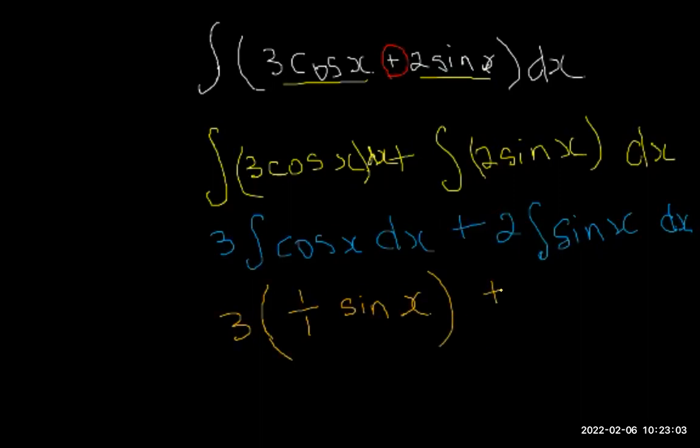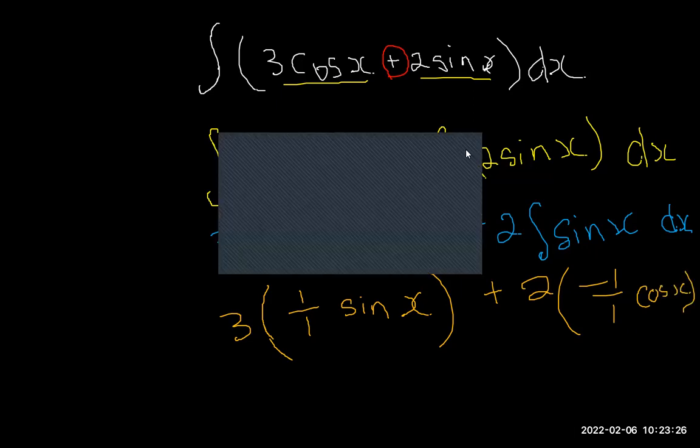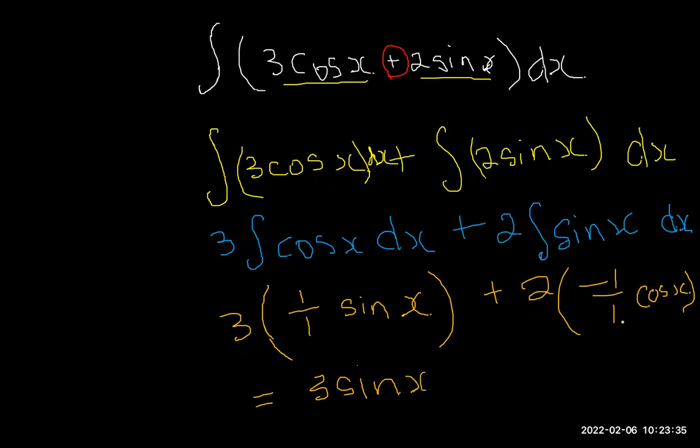Doing the same thing here, that's the same as saying 2 multiplied by the integral of sine x. According to my rule, it's minus 1 on a. So minus 1, and a in this case, which is the coefficient of x, is 1 cos x. I simplify this. 1 on 1 is 1. So that's the same as saying 3 sine x. Minus 1 on 1 is minus 1. Minus 1 multiplied by positive 2 is going to give me minus 2, and then cos x.